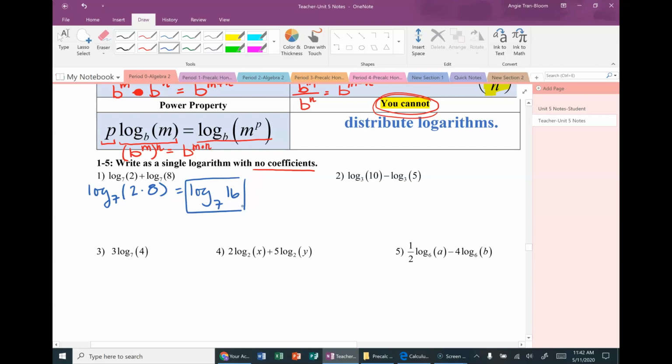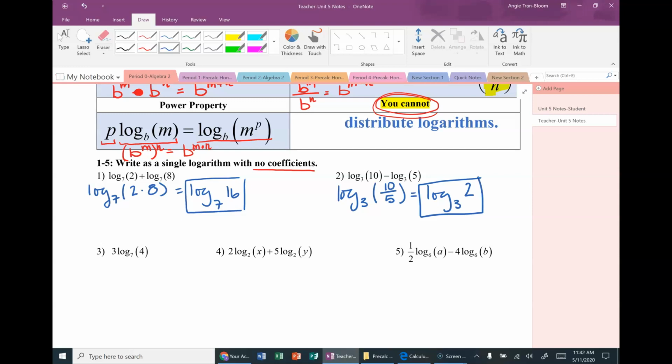Example number 2, log base 3 of 10 minus log base 3 of 5. It is currently a subtraction of log, and the bases are exactly the same. So it becomes a division. So when you divide, obviously in mathematics, you must always simplify. So log base 3 of 2 is a single log with no coefficient.